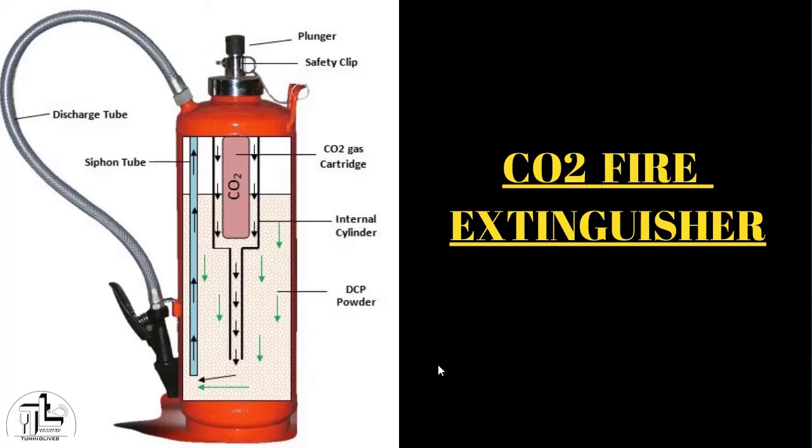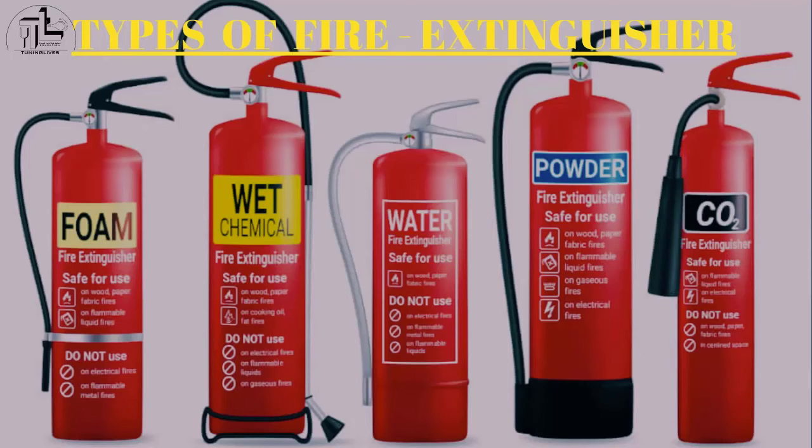I hope the working of CO2 fire extinguisher is clear to you and you are also clear with the different parts of CO2 fire extinguisher. Yes? Great. Now let us understand what are the different types of fire extinguishers. Foam fire extinguisher, which produces foam. Wet chemical fire extinguisher. Water fire extinguisher, powder fire extinguisher and CO2 fire extinguishers.